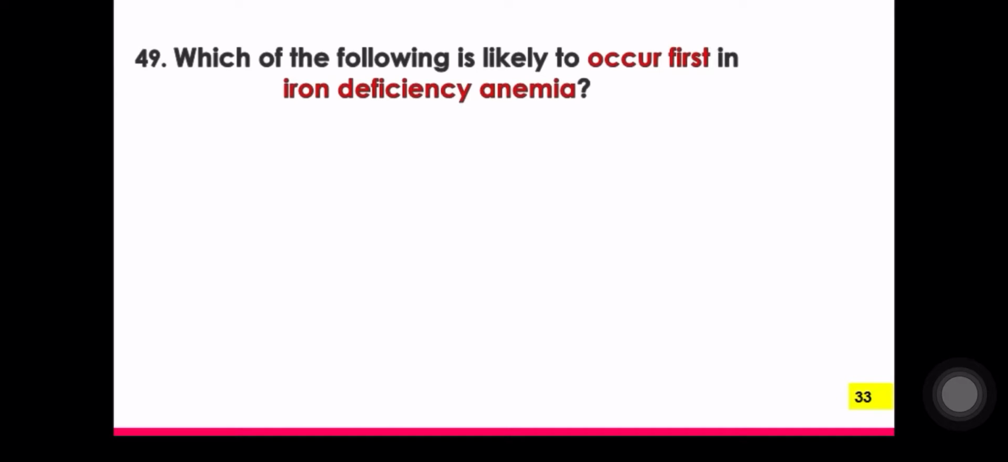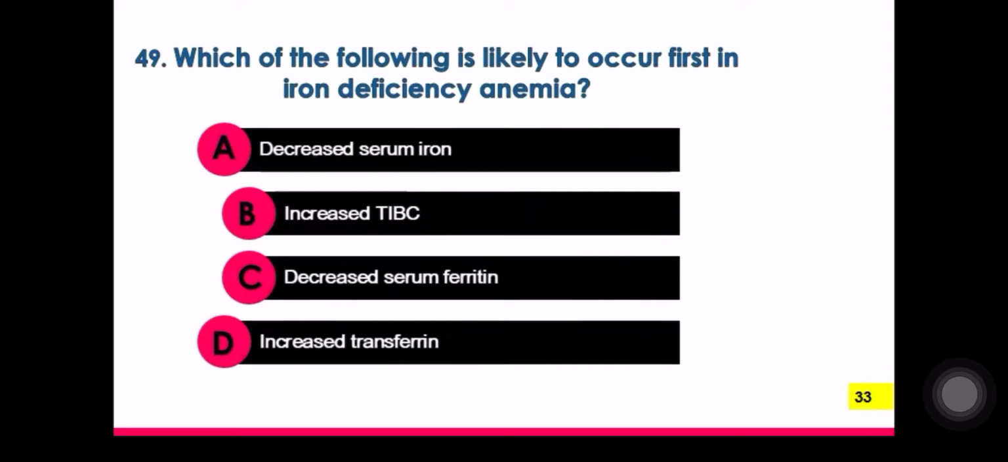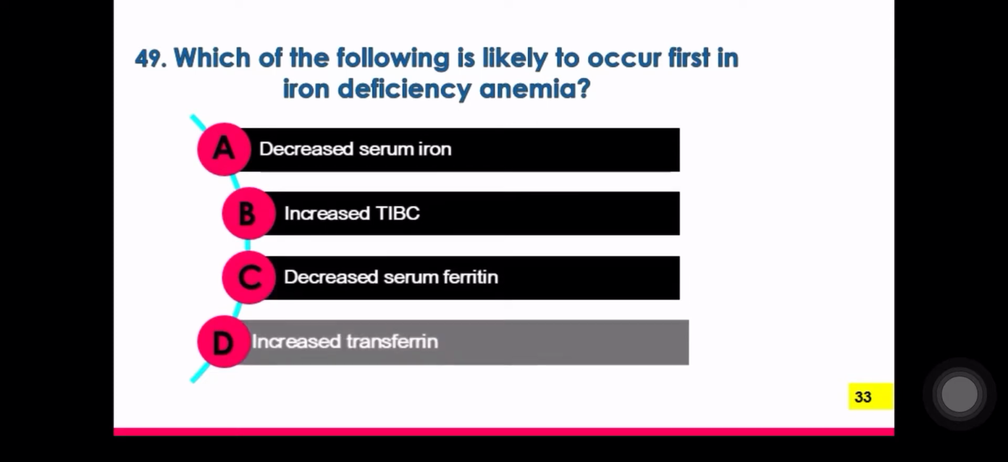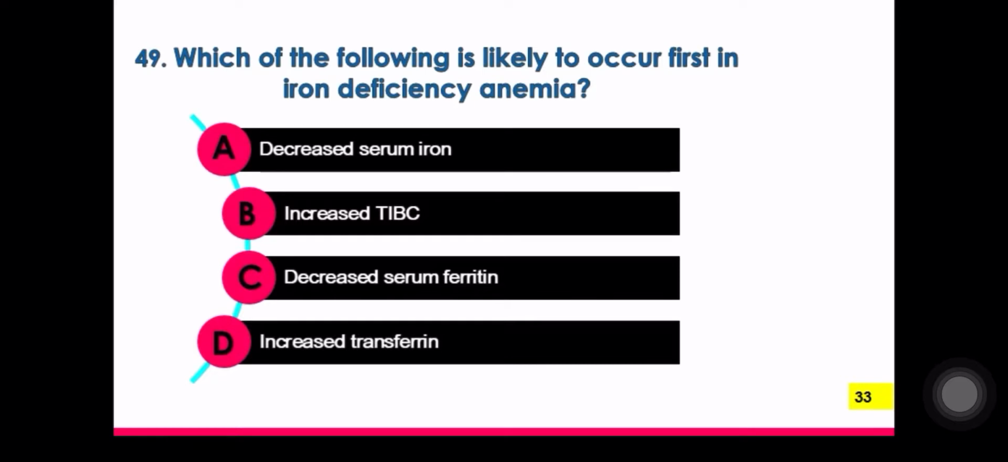For number 49, which of the following is likely to occur first in iron deficiency anemia? Is it letter A, decreased serum iron, letter B, increased total iron binding capacity, letter C, decreased serum ferritin, or letter D, increased transferrin? Correct answer is letter C, decreased serum ferritin.